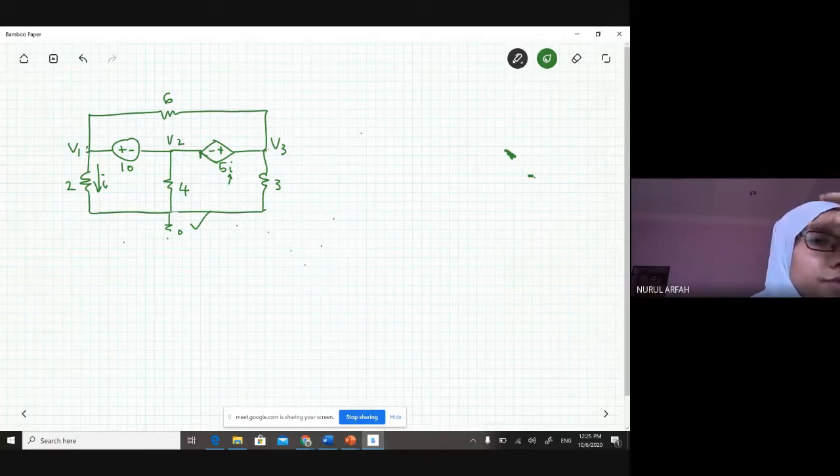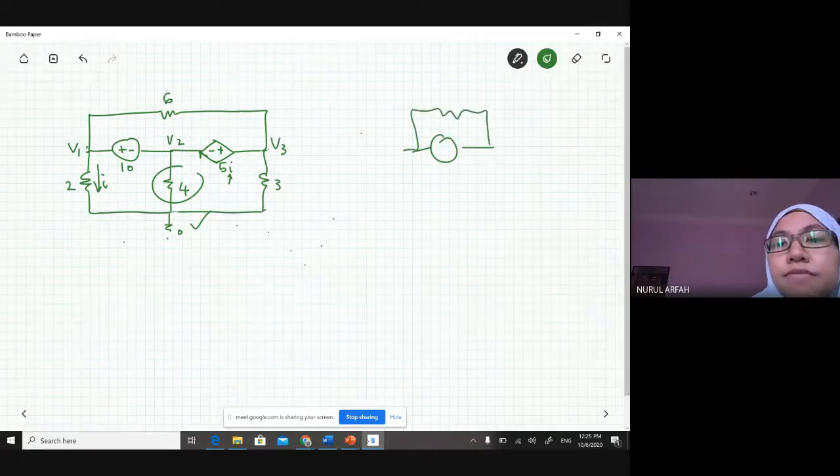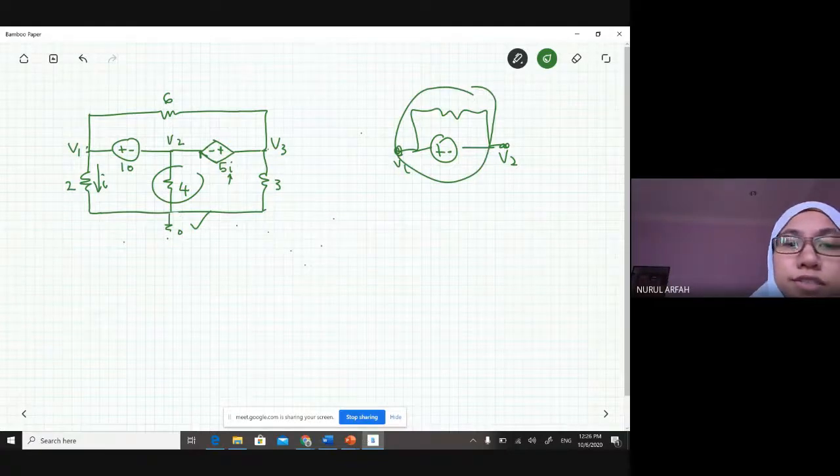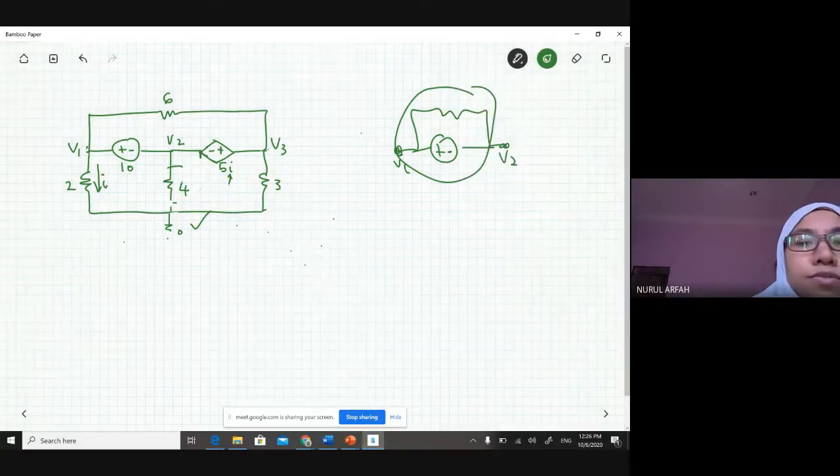And where is the boundary? Should we include the 4 ohms here? What do you think? We say that if you have a voltage source in parallel, and in between two unknowns, B1, B2 like this, then we consider this, including the resistor, as one supernode. But since the 4 is not in parallel, this is another supernode. We have one here and another here.